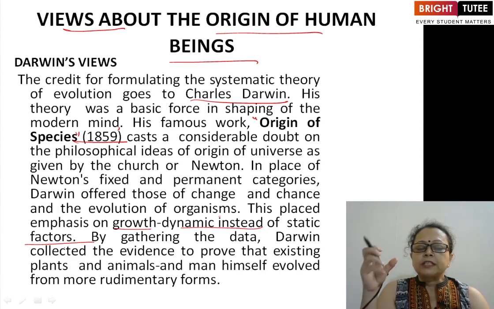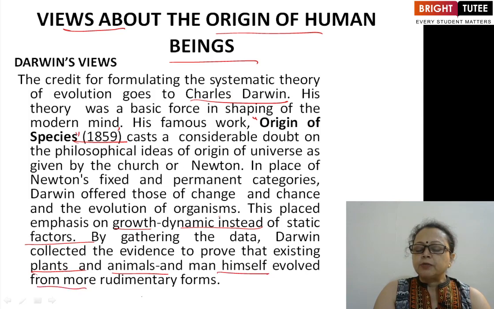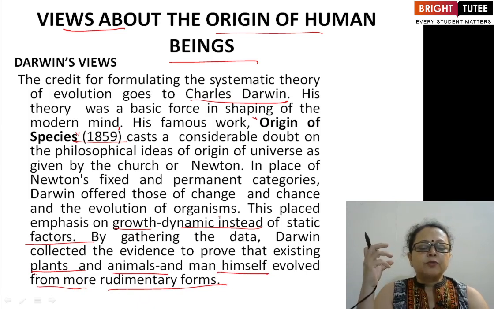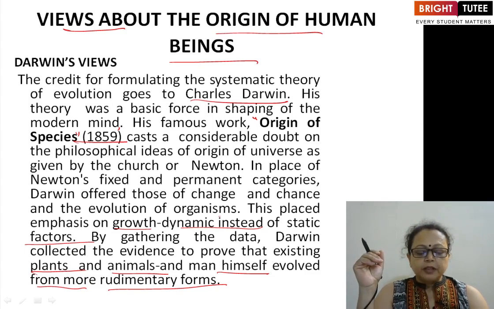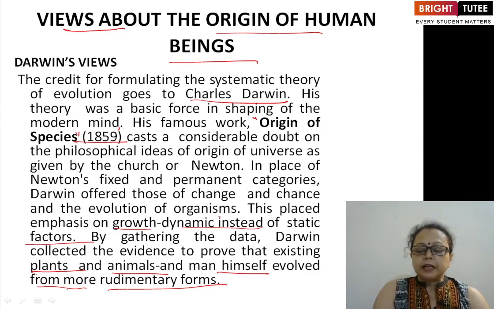How is the growth dynamic? It is not a static factor. By gathering data, Darwin collected evidence to prove that existing plants and animals, and man himself, evolved from more rudimentary forms. How the rude forms were there and how the human has evolved from there. So this is about human evolution, and the theory is given by Charles Darwin.